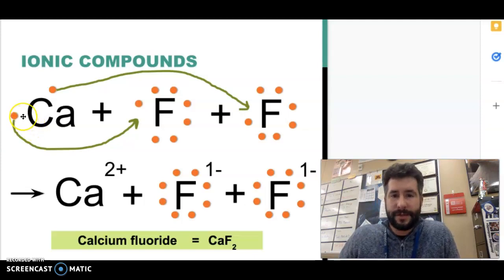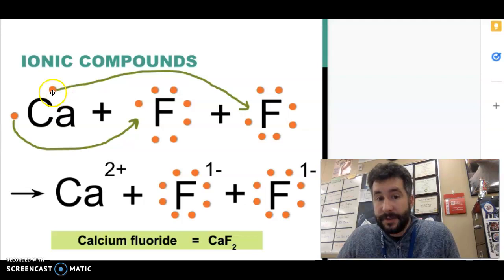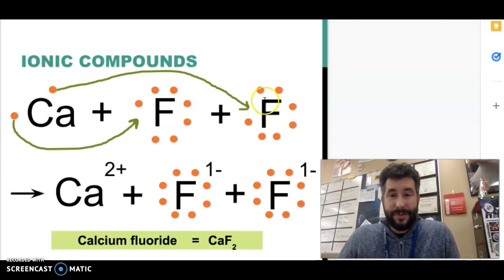Calcium has 2 valence electrons, where fluorine has 7. So this calcium can give 1 away here, but then fluorine has 8, so this atom is done. It's not going to gain any more, even though calcium has another one to give away. So what will happen is this extra electron will be given to a different fluorine atom, which means it takes 2 atoms of fluorine for every 1 atom of calcium.